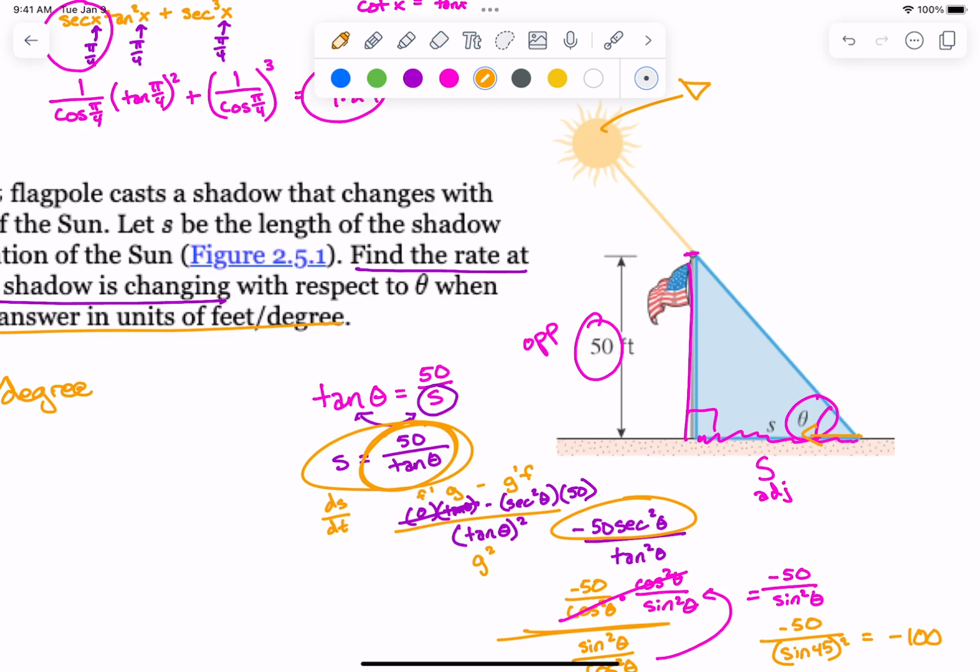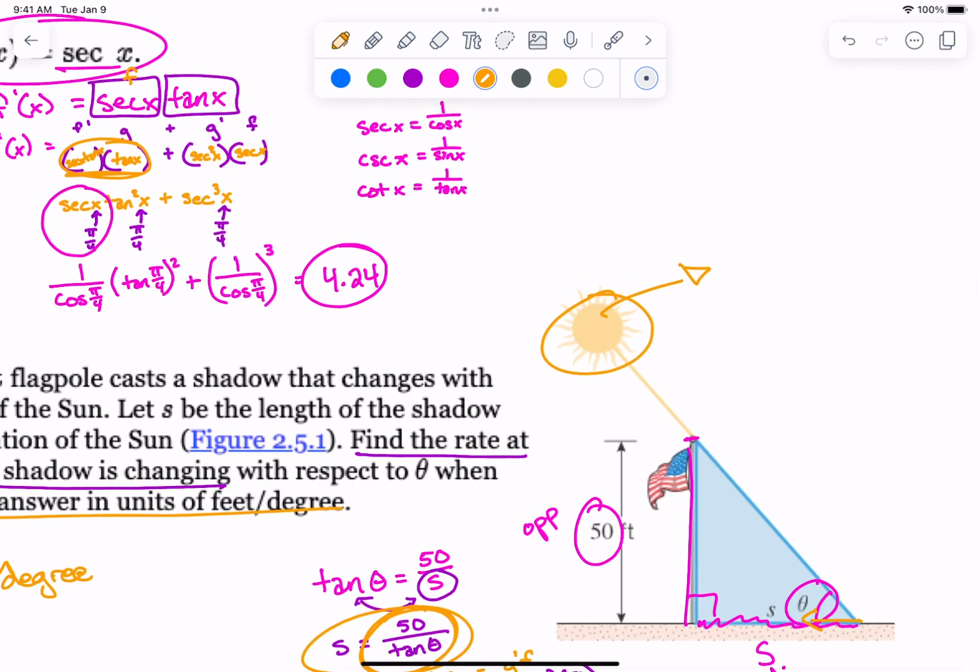Now it's changing negative 100 feet per degree when it's at a 45-degree angle in the sky. From 45 degrees to 46 degrees, it's going 100 feet per degree, right? But if we were to plug in 46 degrees, it probably would be going like 90 feet per degree, right? As it goes higher up in the sky, the rate is going to slow down. So it's not going to be changing at 100 feet per degree when it gets over top, and then it's going to speed up.